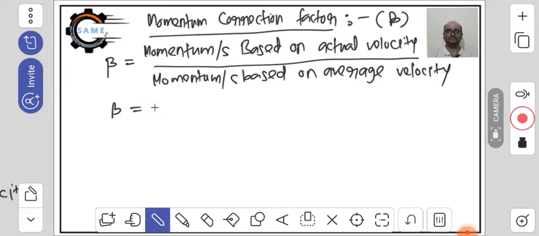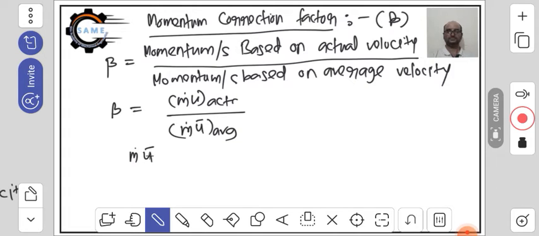Now see, beta, the momentum correction factor, is m dot u actual to the m dot u average, right? It's not actual, it's average velocity. Now the m dot u actual is equal to beta times m dot u average. See, if the velocity is uniform, then the actual velocity and average velocity are the same, right? And that value is for uniform velocity.